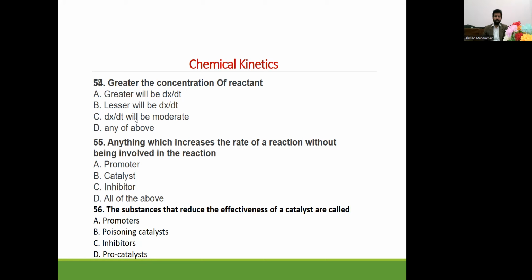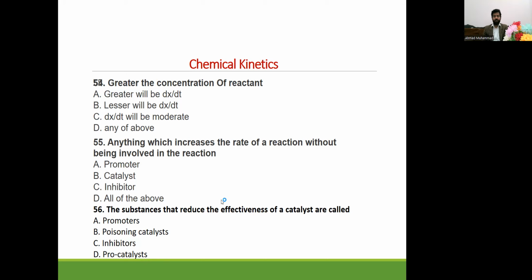So if we talk about question number 55, anything which increases the rate of reaction without being involved in the reaction is called promoter, catalyst, inhibitor, all of the above. So the right option from these options is B, which increases or promotes the reaction, which is a catalyst; it actually participates in the reaction and increases the rate of reaction.